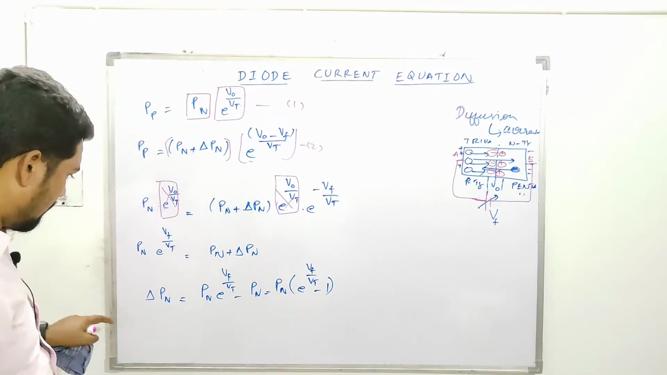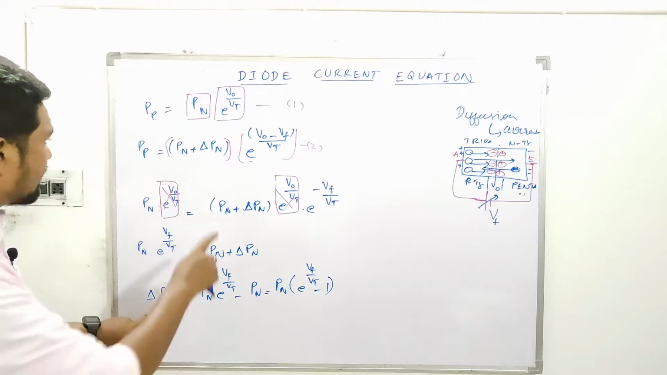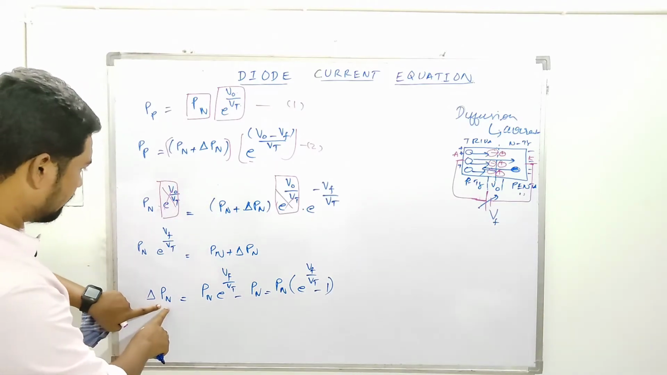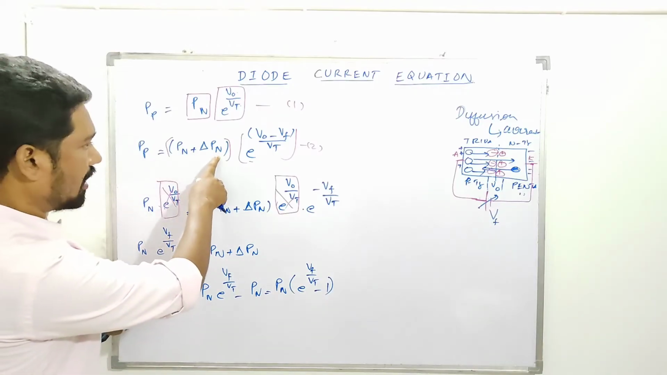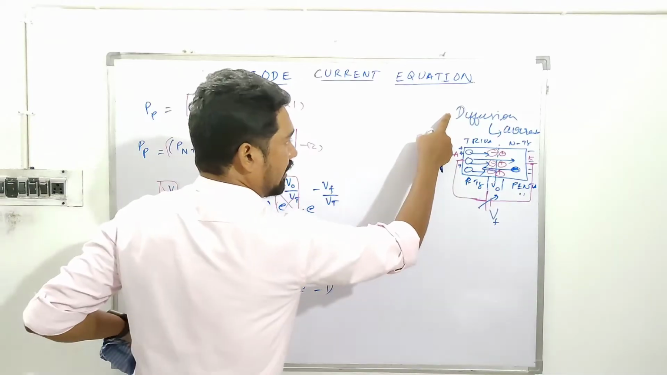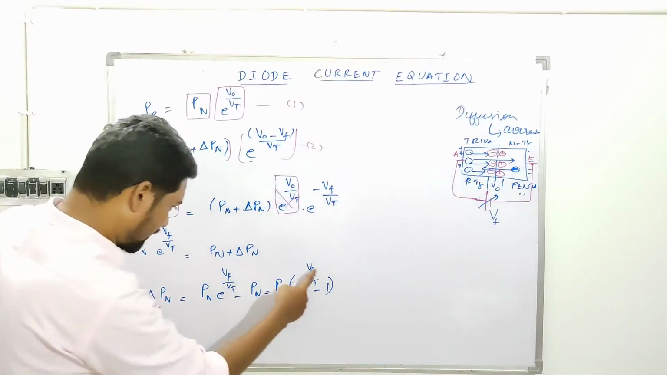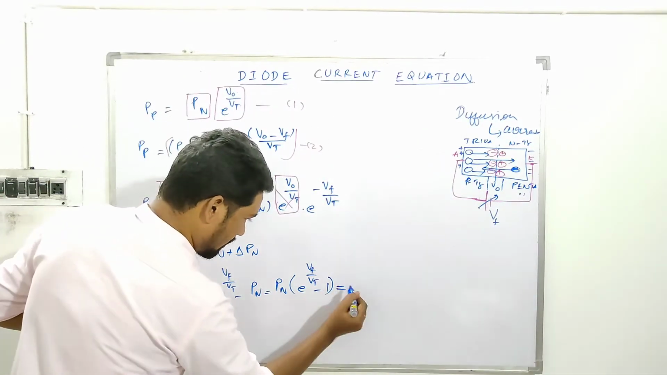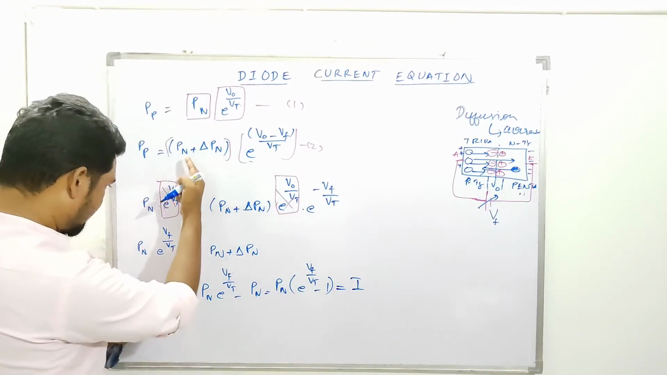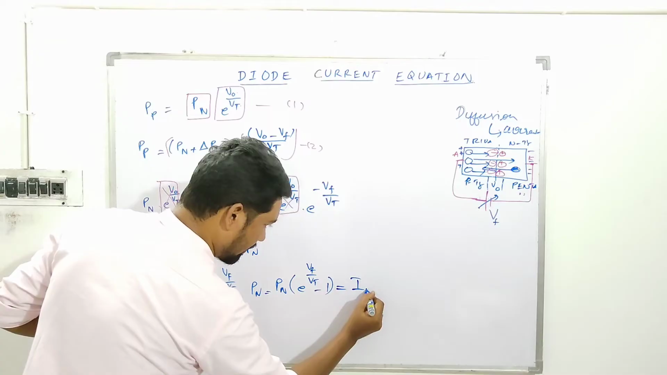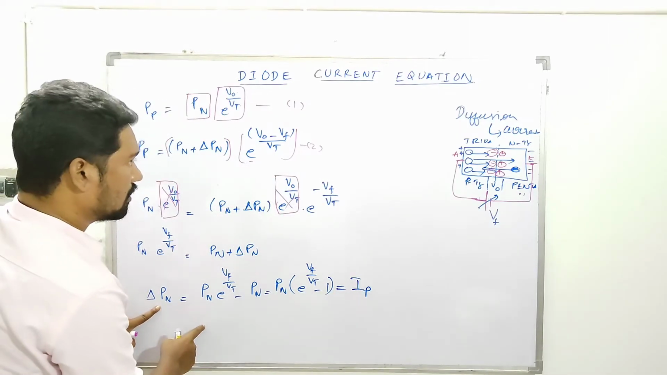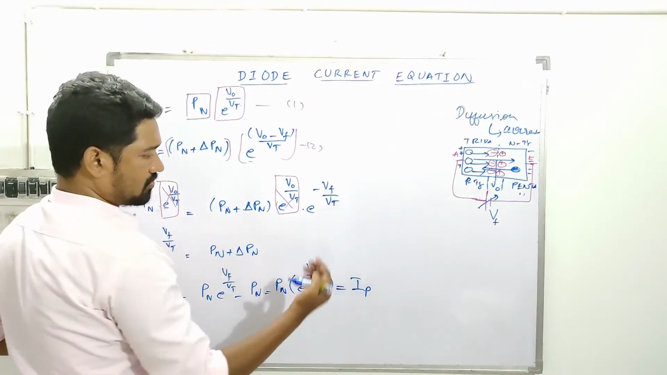Guys, now delta p_n, I repeat, focus on this one. Delta p_n started from here after forward voltage is given, and that came into picture because of diffusion, and diffusion is nothing but current. So this entire equation can be current. All the discussion is for holes, so it will be hole current I_P. So this is with the hole. The same thing will happen with the electron also.